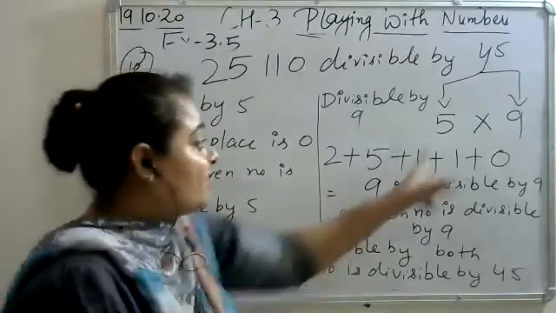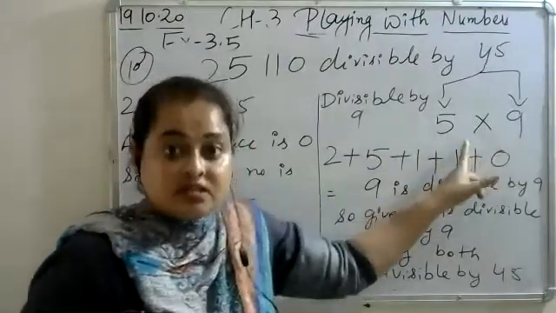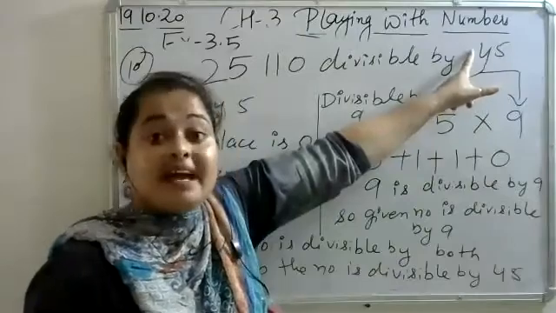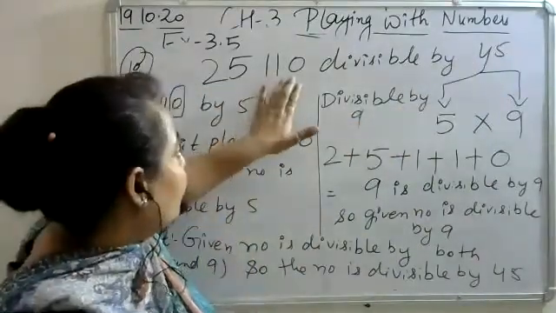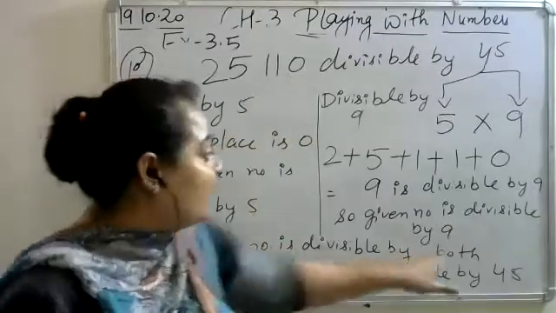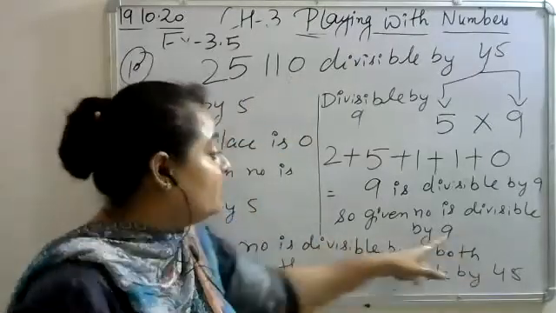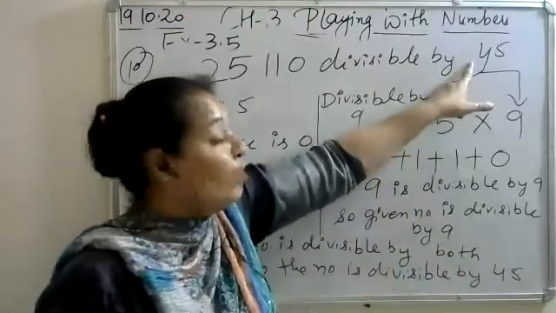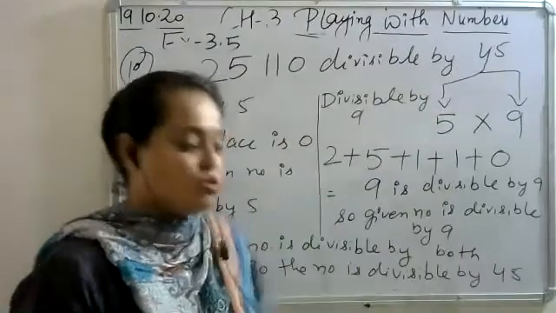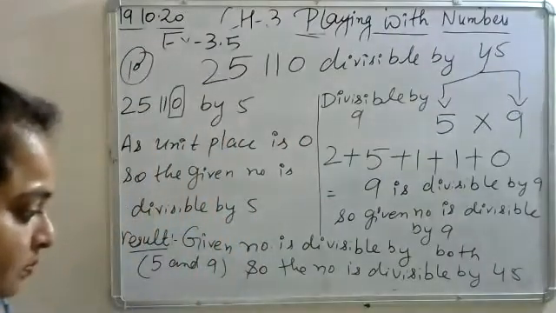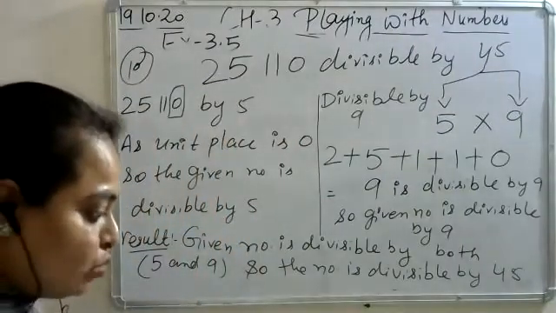If any number is divisible by the factors, then the number is divisible by the number itself. As the number is divisible by 5 and 9, and 5 and 9 are factors of 45, the number is divisible by 45 also. So this is the way to solve this sum.